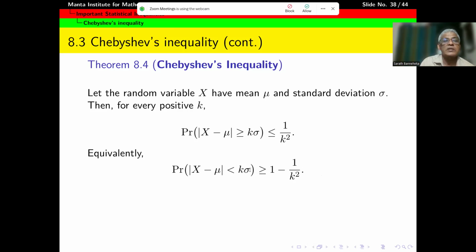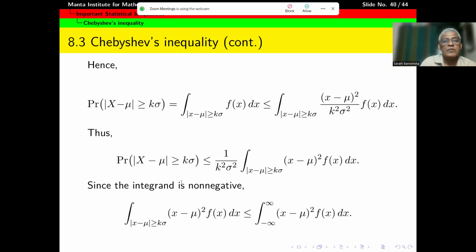Okay, so that's what Chebyshev's inequality gives you, and this is a very useful inequality to get some idea about the distribution of any random variable, how the values of x are going to be distributed around mu, right?